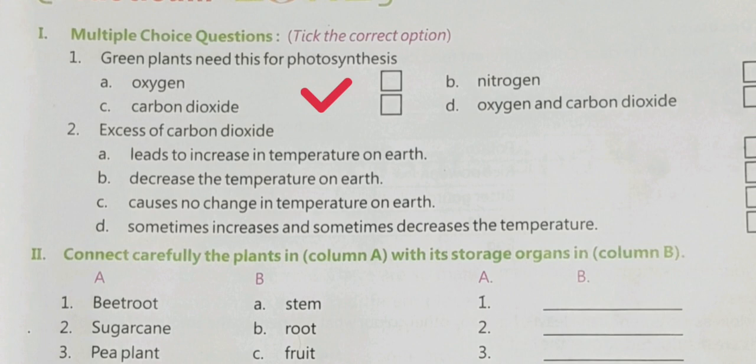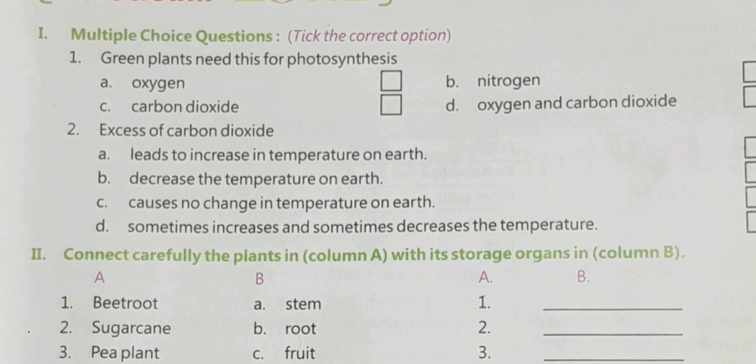Second question, excess of carbon dioxide: A, leads to increase in temperature on earth. B, decreases the temperature on earth. C, causes no change in temperature on earth. D, sometimes increases and sometimes decreases the temperature. What will be the answer? Yes, option A, leads to increase in temperature on earth.